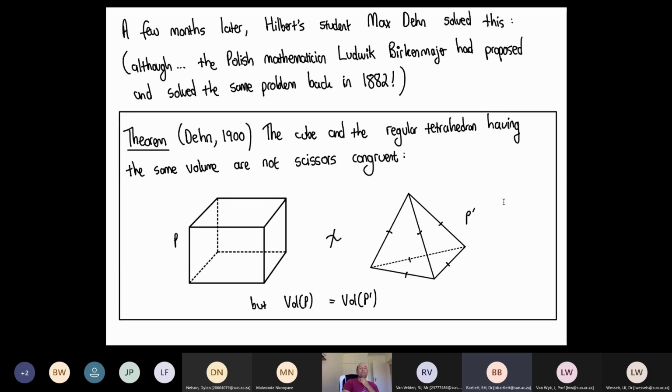So here's Dehn's theorem. Well, one part of his theorem: the cube and the regular tetrahedron having the same volume are not scissors congruent. So here's a cube, and here's a regular tetrahedron. Regular tetrahedron means all the lengths are the same. And we choose these lengths in such a way that the volume of the tetrahedron is the same as the volume of the cube. But Dehn showed that they are not scissors congruent. So although they have the same volume, you can't chop up the cube into finitely many pieces and rearrange it to obtain the tetrahedron.